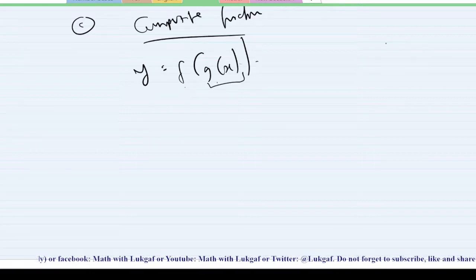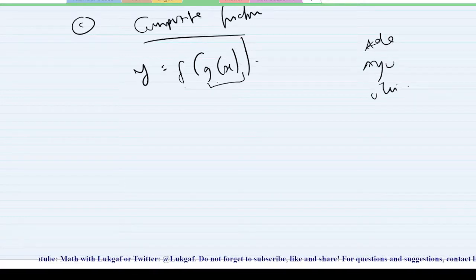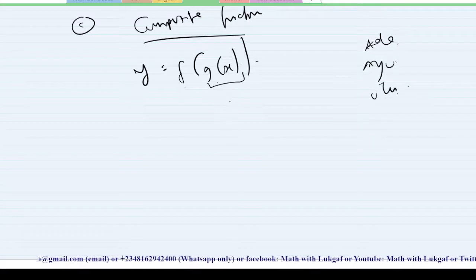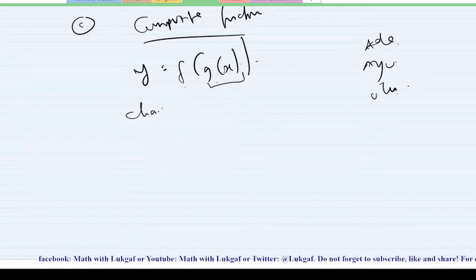It's just like when you have three people: Ade, Ayo, and Olu. You can say Ayo is a brother of Olu, and Ade is a brother of Ayo, which is also a brother of Olu; that is the brother of a brother of. So when you have this kind of function, known as a composite function or function of a function, then you are going to use what we know as the chain rule.